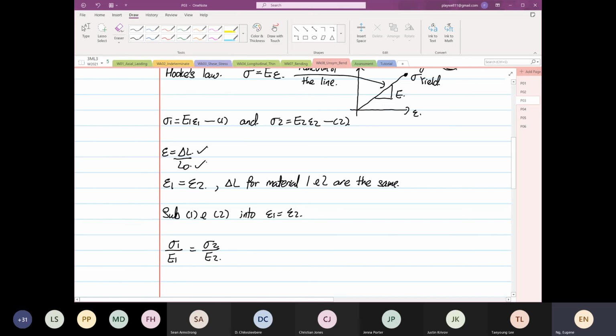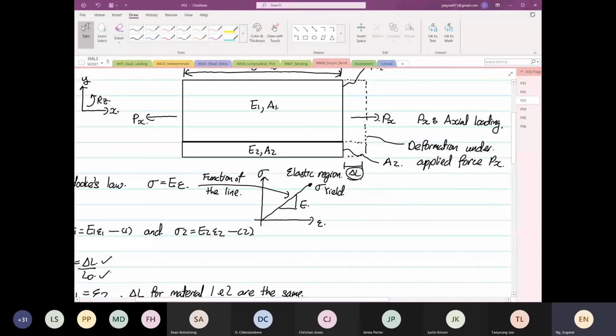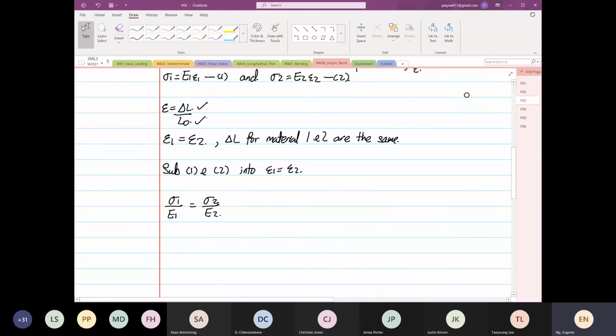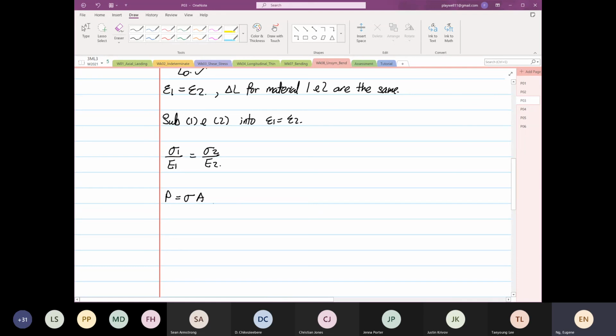Now, what is Px equal to in general? We know that force P is equal to stress multiplied by what? Area. Yes, right? So for our case, what can we write? Px is equal to stress 1 multiplied by A1 plus stress 2 multiplied by what? A2.